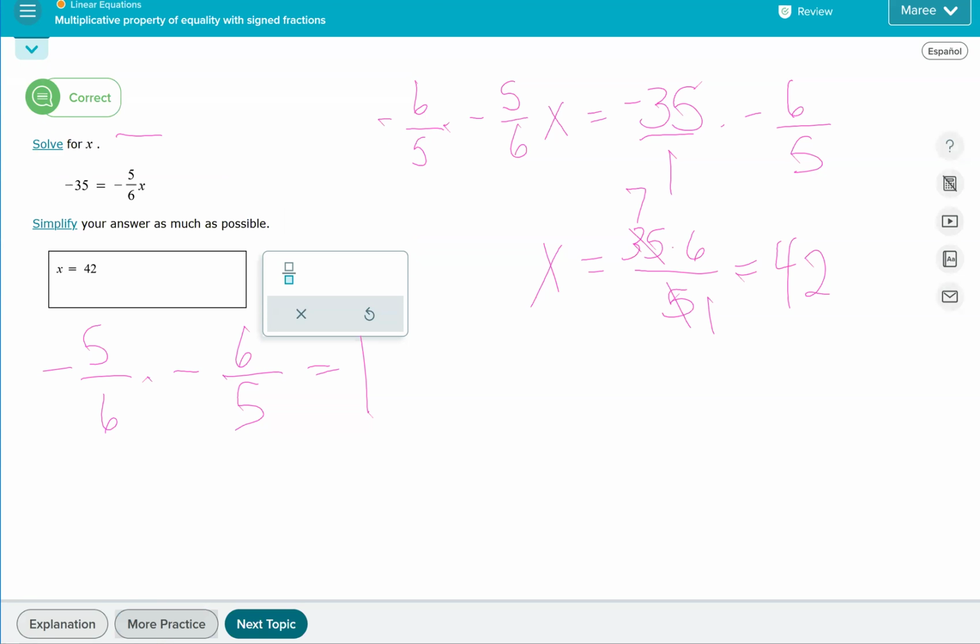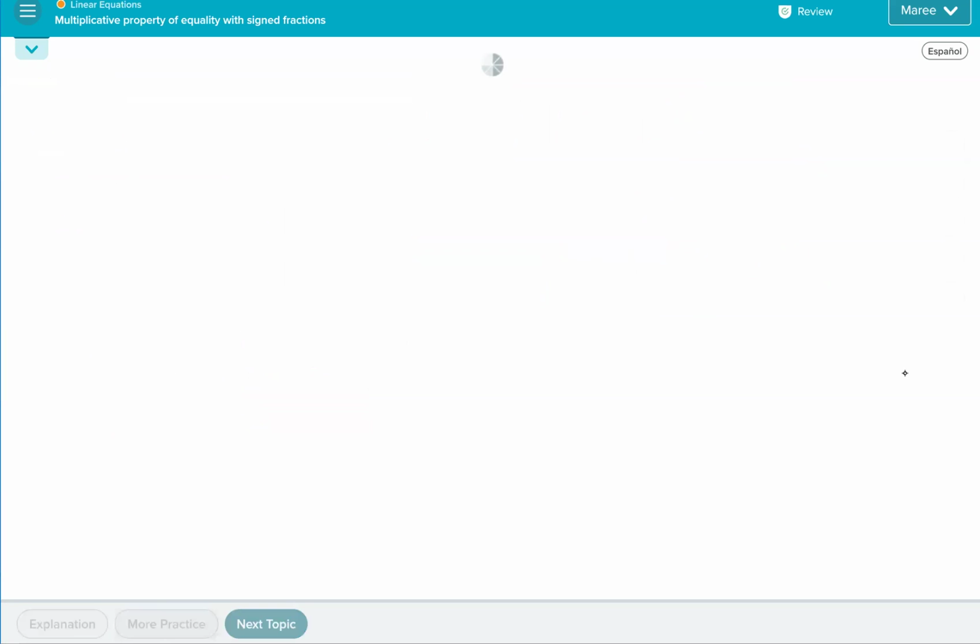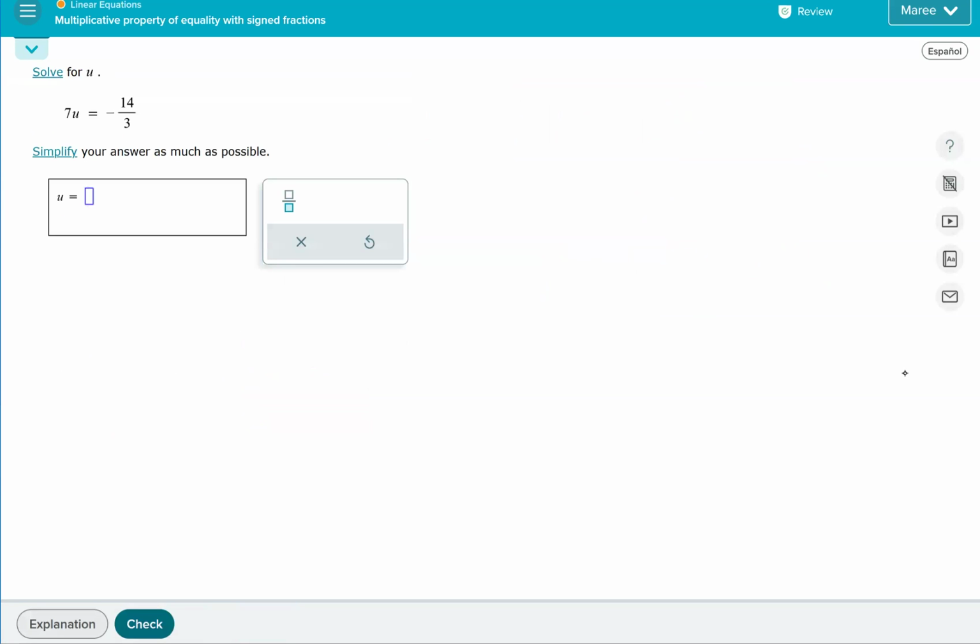Okay, we'll do another one. We're just going to go straight into multiplying by the reciprocal of a fraction if there is a fraction. Okay, so here there's not a fraction in front of the u. However, we can take the reciprocal of 7. So 7 is actually the same thing as 7 over 1, and the reciprocal is going to be 1 over 7. So let's do that instead of trying to divide by 7.